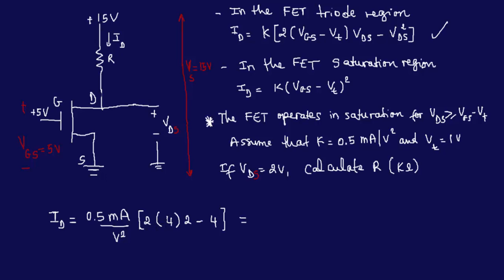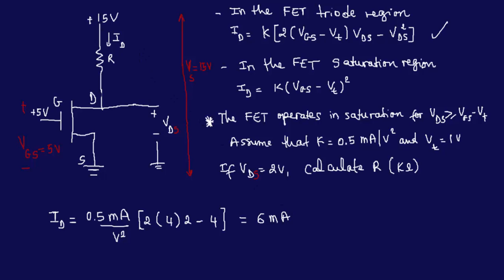Okay, so we have 2 times 4 is 8, 16 minus 4 is 12, so we have 12 times 0.5. I'm still using a calculator. So we have... wait, I have 6 milliamp. I'm sorry. So that's my ID. Okay, so what do we do from here?